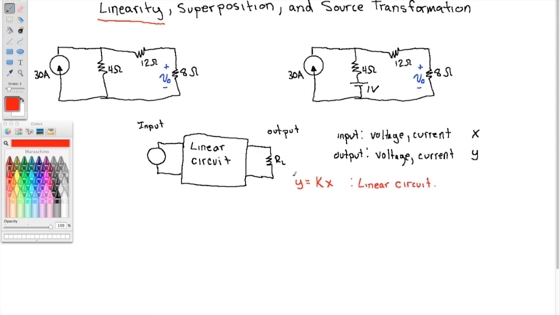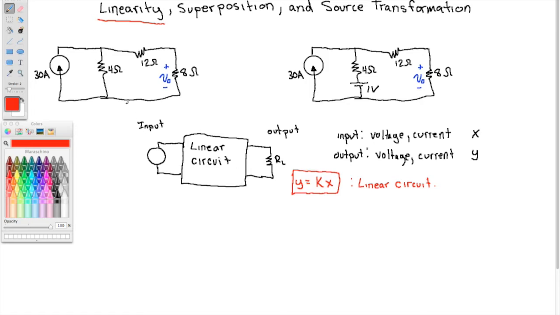Okay, that's the key. K can be any number, positive, negative. If it's 0, it's kind of trivial. It won't be 0 because that means the output's 0. But it can be positive or negative. It can be an integer. It can be decimal, whatever. But if this holds, then you have a linear circuit.